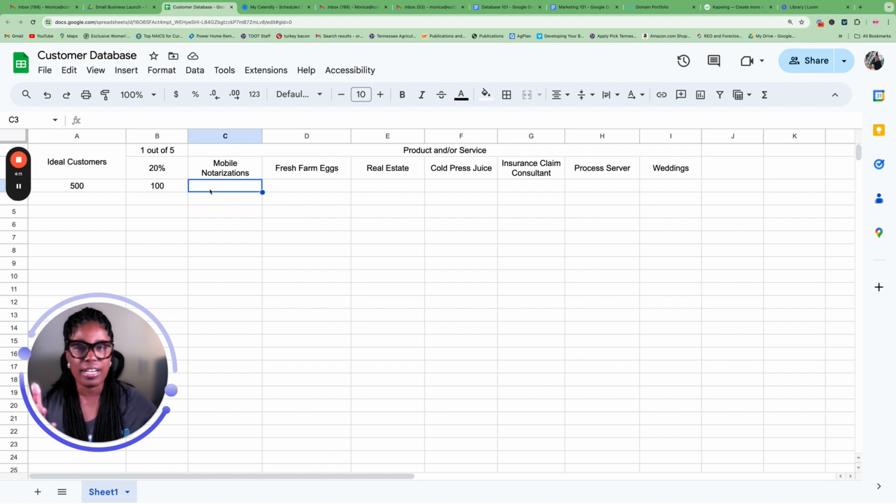So not all of them are going to need a mobile notarization. So you just have to continue to build that database so that these numbers fall in your favor. So let's say that your mobile notarization fee is $45, okay? So that's the service that you're offering. You found your ideal customers. 100 of them are going to do something, and that's your rate. Well, what is the potential revenue for that particular business model, if that's what you're doing? Well, you take the conversion rate, or the 1 out of 5 percentage, and you multiply it by your price point of whatever you would charge for that particular service.